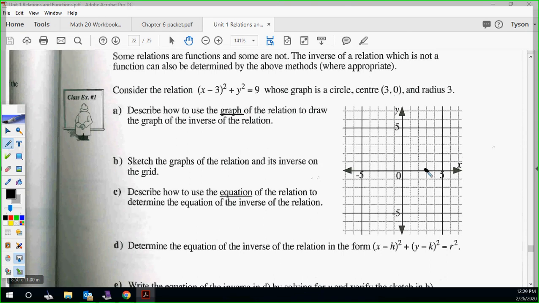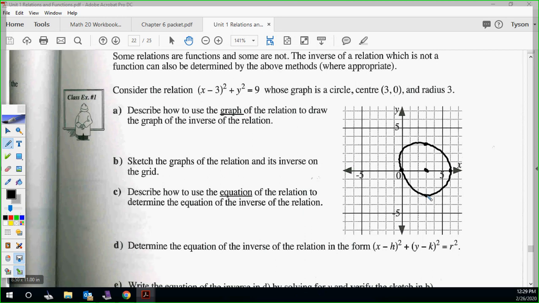If you know the radius is 3 of the circle, you know all directions, it's going to go 3, 3, 3, and then 3. And so then you have a circle here. That's not a very good one, but that's okay. Now, describe how to use the graph of the relation to draw a graph of the inverse of the relation. So how do we do an inverse graph of that? What do we do to do an inverse of a function?